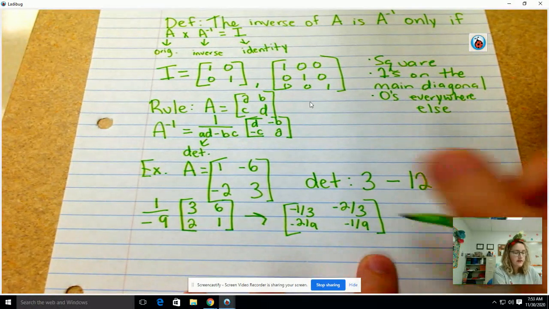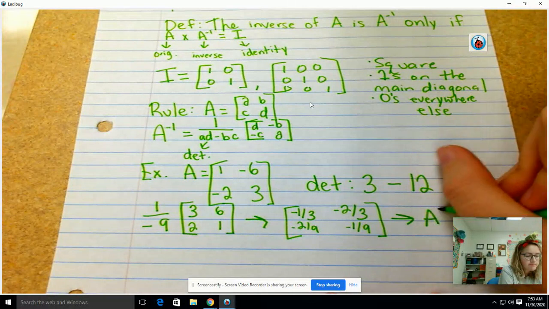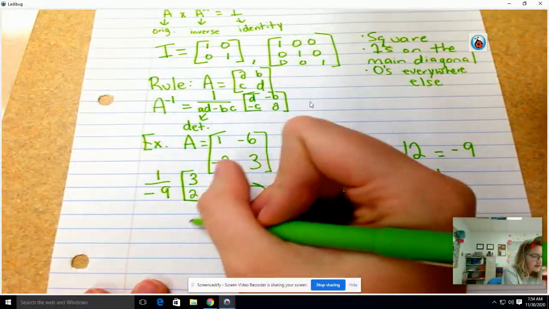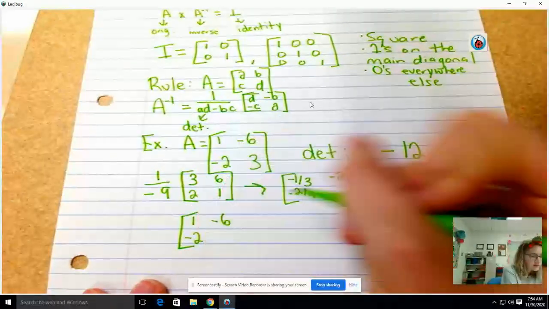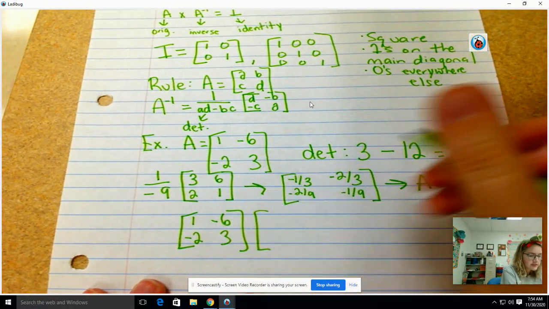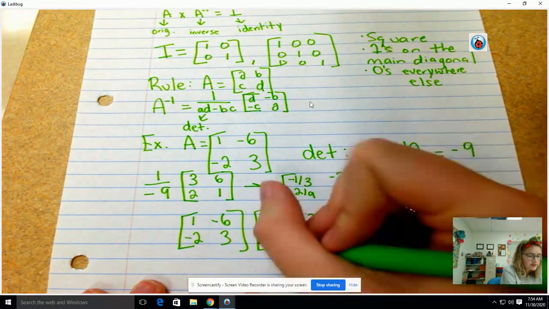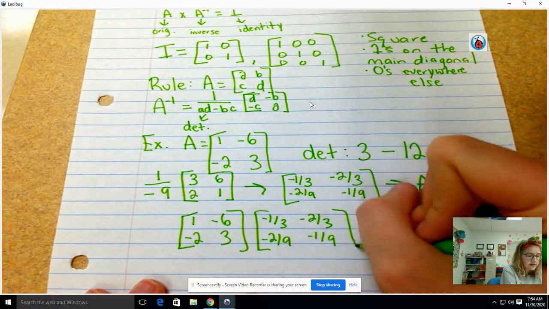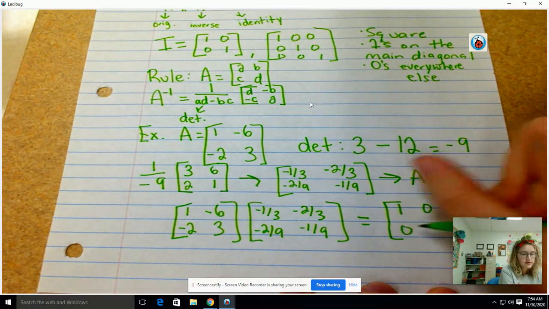So this is our final answer. This is A to the negative 1. So what that means is if I took A, 1, negative 6, negative 2, 3, times our inverse matrix, negative 1/3, negative 2/3, negative 2/9, and negative 1/9, that would equal our identity matrix of 1, 0, 0, and 1.